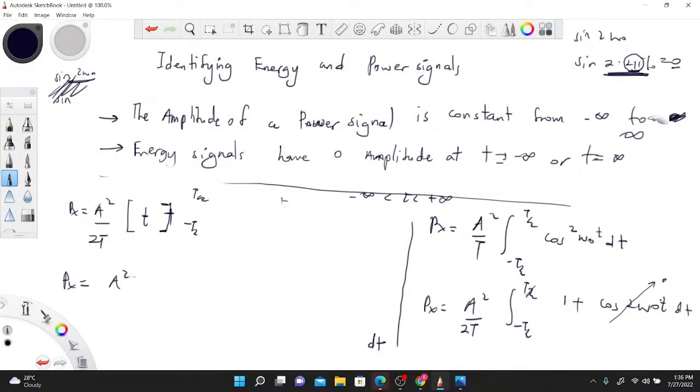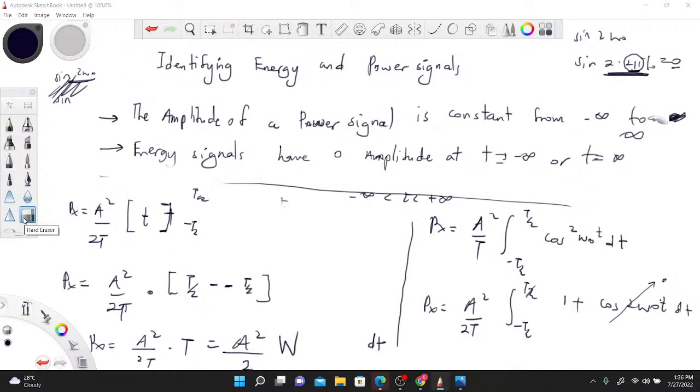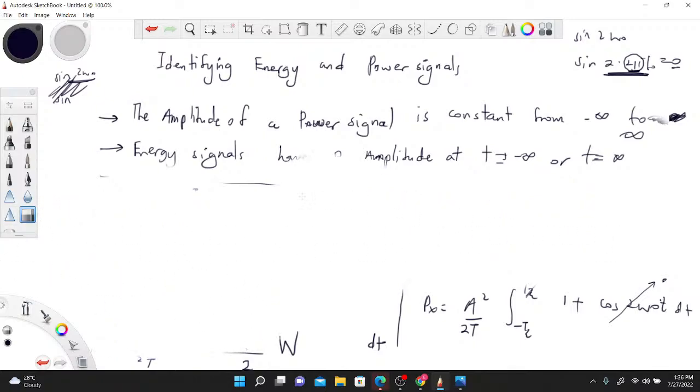Px is therefore equal to A squared over 2T times, putting in the upper limit T over 2 minus minus T over 2, this gives me T. So Px is equal to A squared over 2T times T, which gives A squared over 2. So that's how we go about it. It was a power signal because the amplitude remains constant from negative infinity to positive infinity, and we were supposed to find its normalized power, which is what we've done.